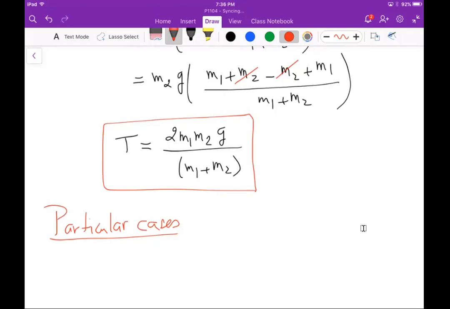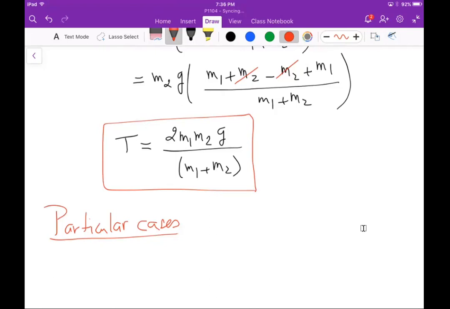How can we see this mathematically? Look what happens. If we put M1 equals to M2, then A is equal to M2 minus M1 divided by M1 plus M2. So it would be equal to 0 divided by 2M1 times G. But of course, 0 times anything is just 0. That's what happens if M1 is equal to M2.